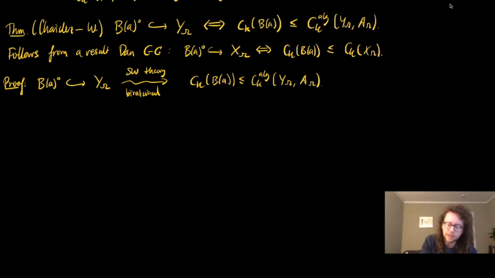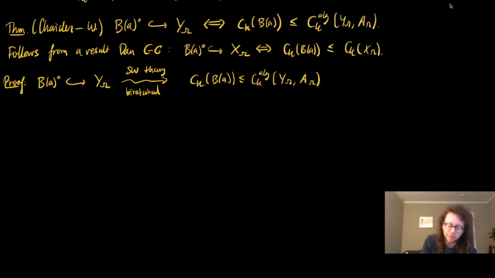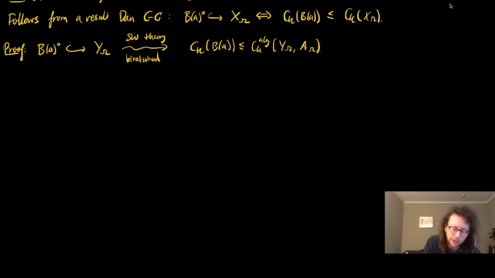The reason you should expect this is because you have this open thing embedding into Y_omega, and we've seen that when you take out the ample divisor A_omega, you just get X_omega back, and so that's why you would expect to have an inequality. To show it in general, we use these more sophisticated mechanisms to show actually that the C^K-alg are embedding obstructions.